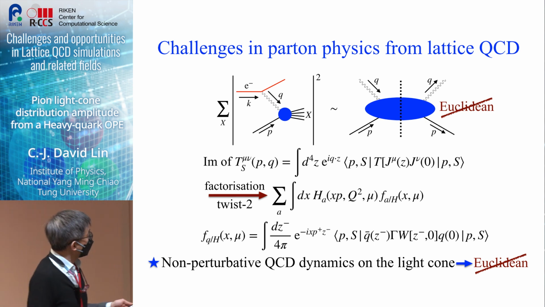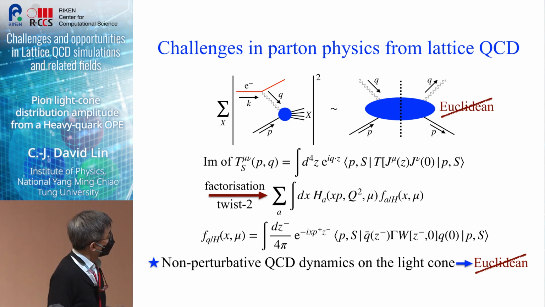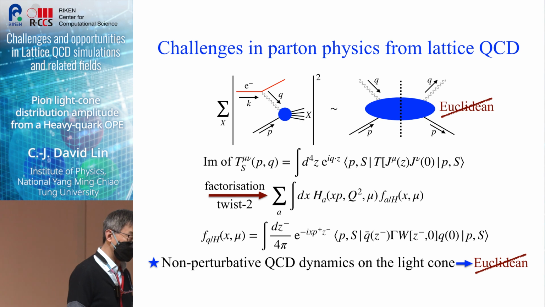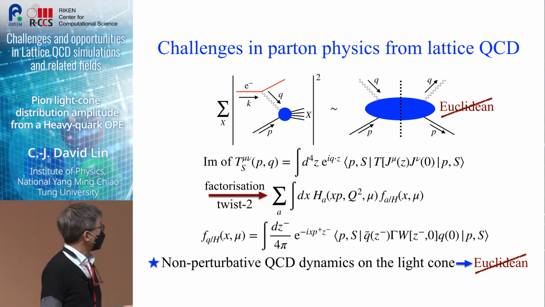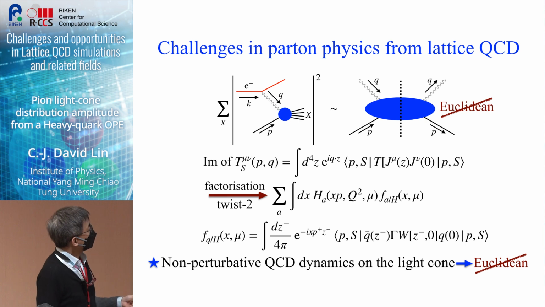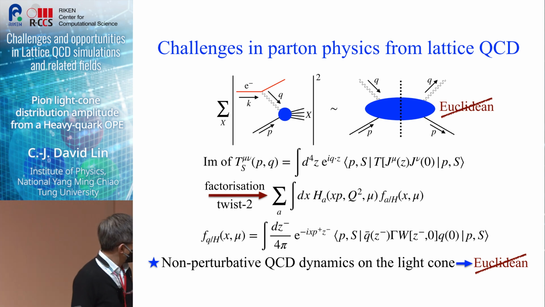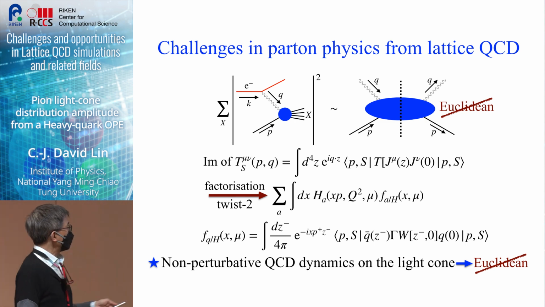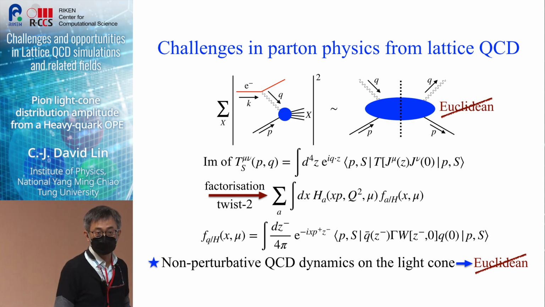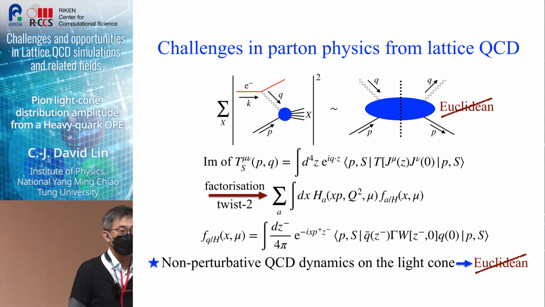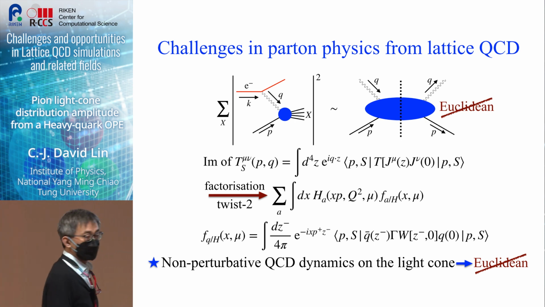What you can do is that if you do a perturbative QCD study, you can show that the imaginary part of this amplitude can be written using a factorization theorem into this form with these twist-2 contributions, where this H is just the hard scattering kernel that can be computed perturbatively, and this F is just the parton distribution function.